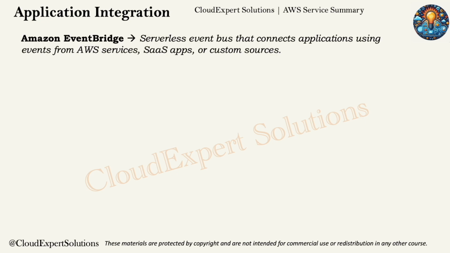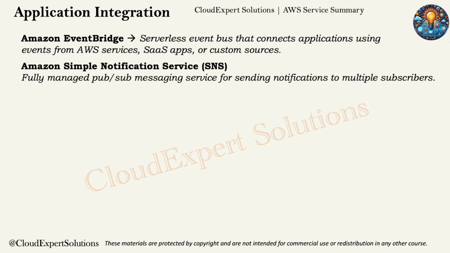Amazon EventBridge is a serverless event bus that connects applications using events from AWS services, SaaS applications, or custom sources. Amazon EventBridge is best for building event-driven architecture and automating workflows. Moving on to our next service, Amazon Simple Notification Service, or SNS. Amazon SNS is a fully managed pub/sub messaging service for sending notifications to multiple subscribers. Amazon SNS can be used for fan-out messaging, alerts and mobile push, email or SMS notifications.